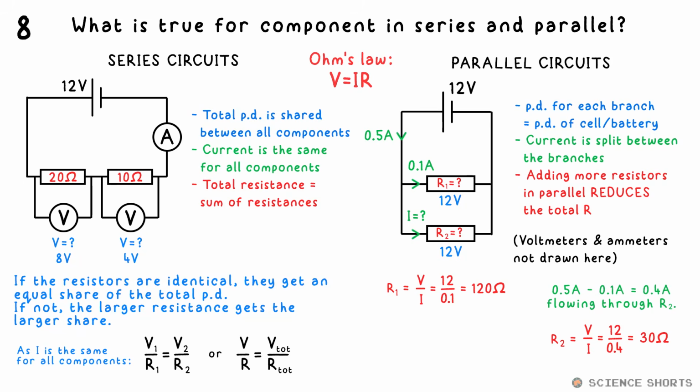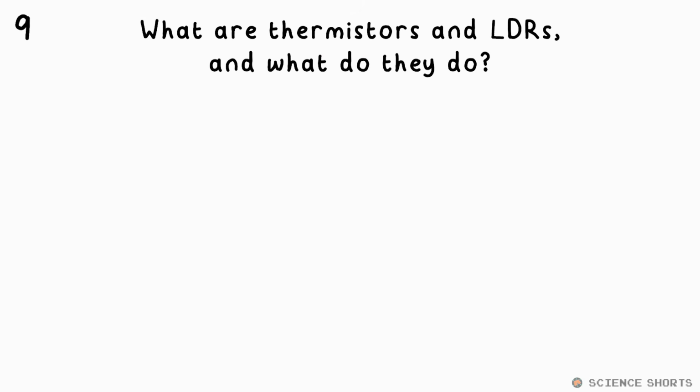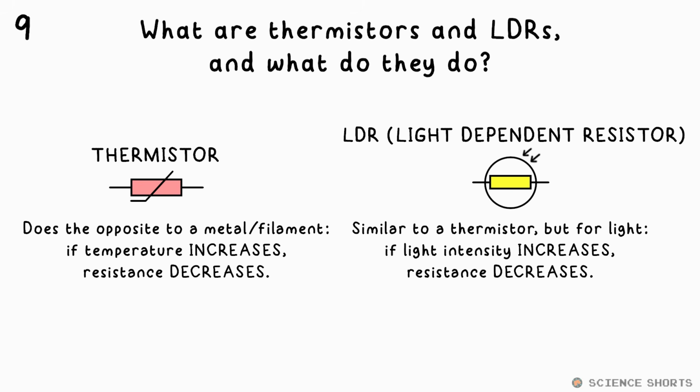Ohm's law. Question 9. What are thermistors and LDRs and what do they do? They're special resistors. Their resistance changes. A thermistor's resistance will decrease if the temperature gets hotter, and so that means resistance will of course increase if the temperature goes down. It's kind of the opposite to a metal filament in that regard.